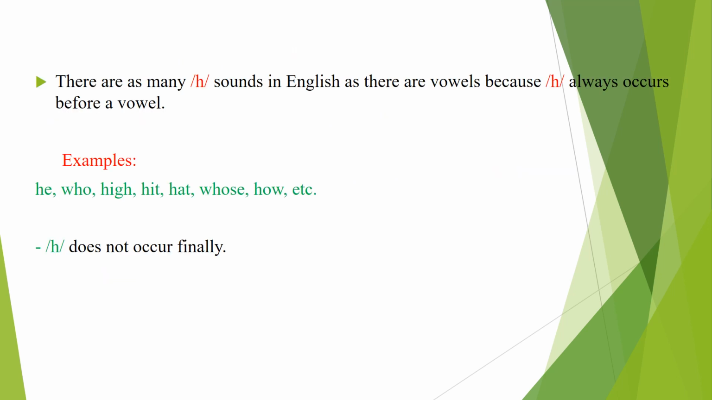There are as many h sounds in English as there are vowels because h always occurs before a vowel. For example: he, who, high, hit, hat, whose, how. Remember that h does not occur finally.